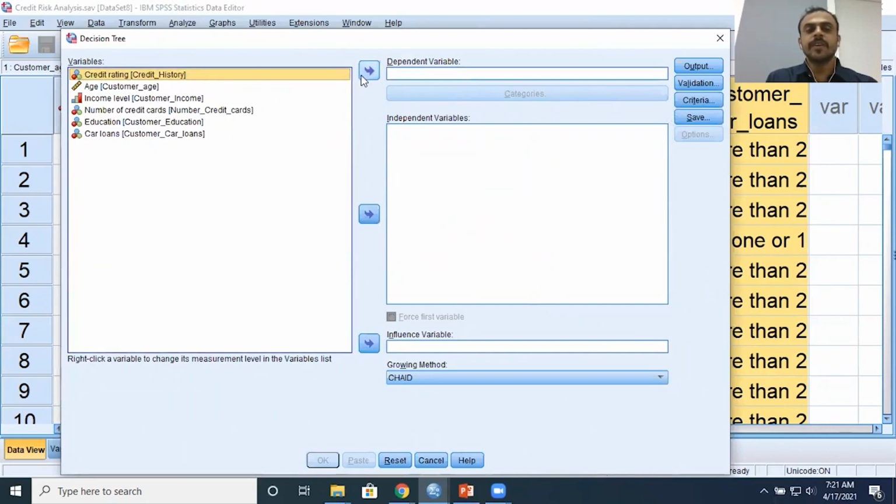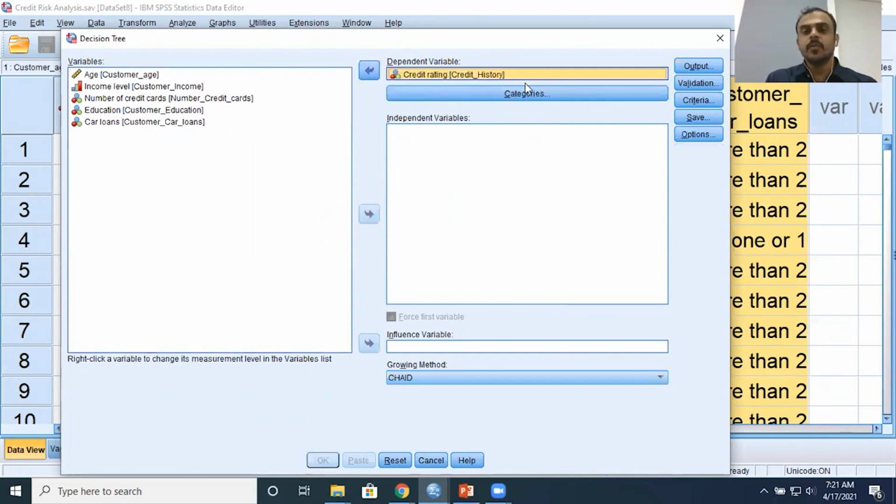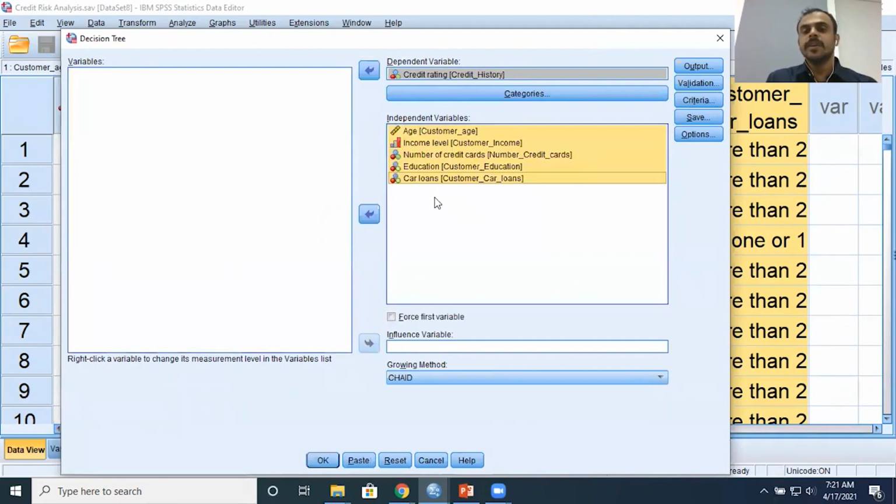The past credit rating of an individual can be considered as a dependent variable. The remaining variables, right? Age, income level, number of credit cards, education, car loans, all these variables can be considered as independent variables. You can include as many variables as possible here, but for the purposes of simplicity, I've just taken 5 variables here, right? Very, very simple variables, which are easy to understand. You can take any number of variables here. And as I told you, you can include a mixed data type. As you can see here, one of the variables, age, is a scale variable. Second variable, income, is an ordinal variable. The remaining variables are nominal variables, right?